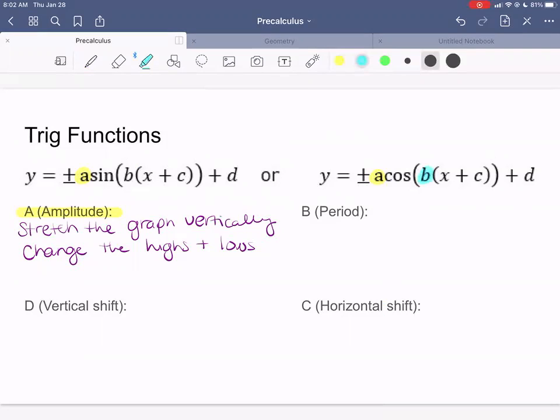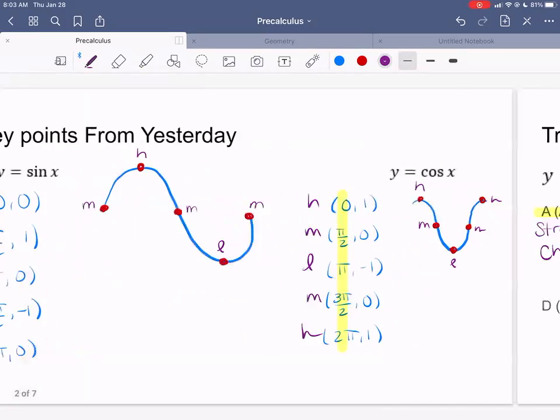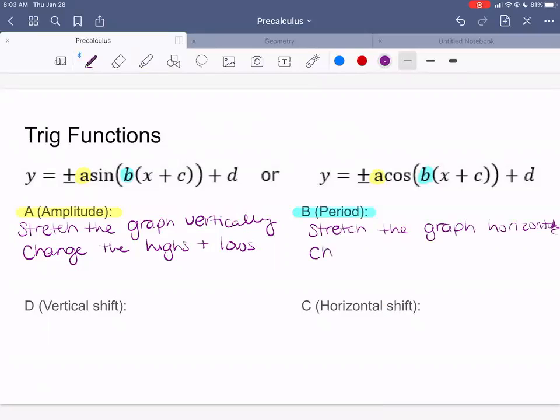The next one that we have is our b value, and that's called a period change. What that does is stretch our graph horizontally. So instead of being from 0 to 2 pi in terms of those x values, it's going to either shrink or extend it. So it's going to change our x values.